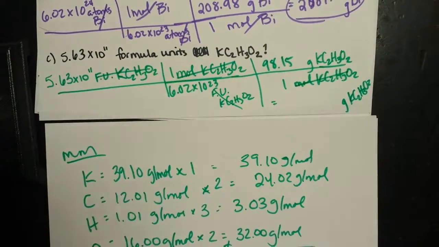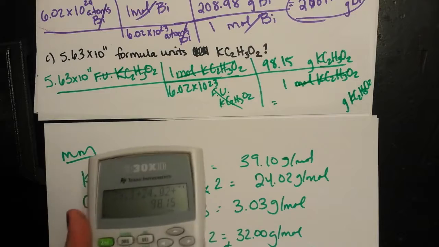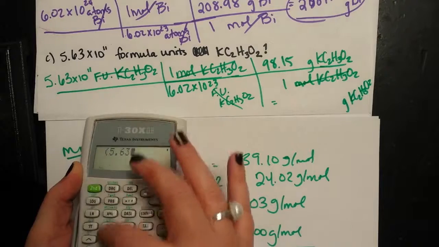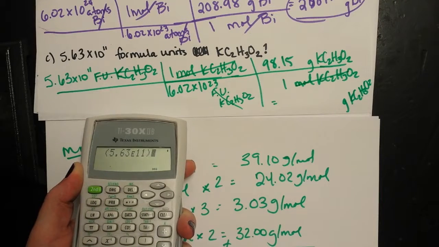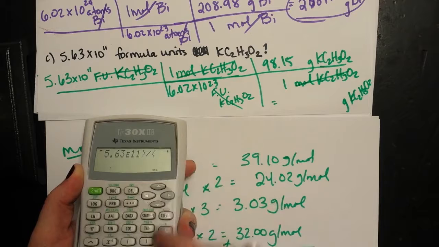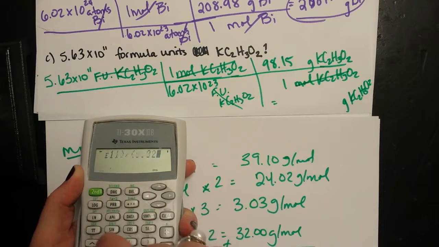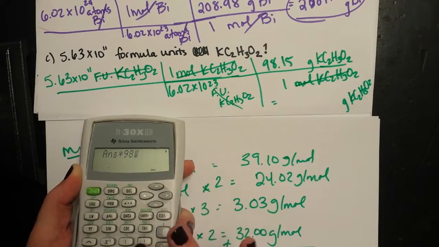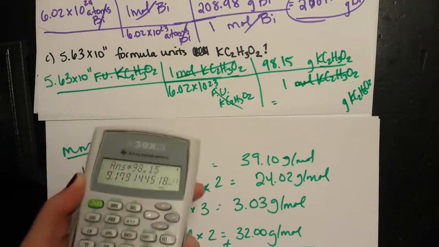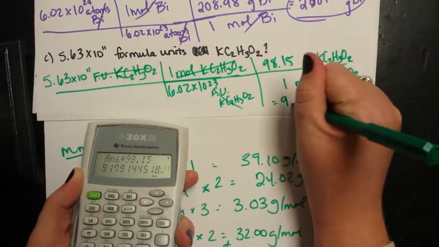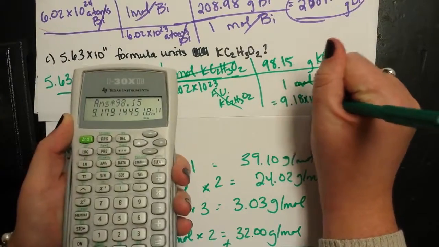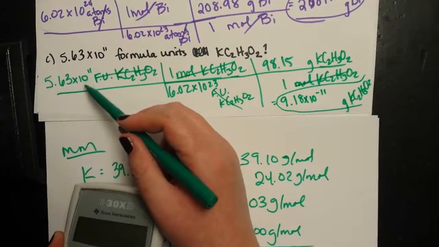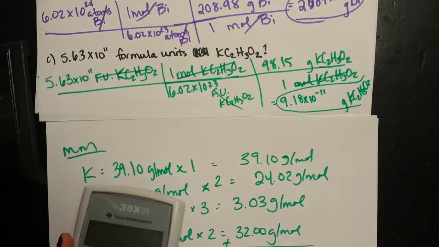Sorry for running out of room. Go ahead and plug all this in. So I'm going to have 5.63 times 10 to the 11th formula units, divided by Avogadro's number. Get that answer, and multiply by 98.15. So we should get 9.18 times 10 to the negative 11th grams. So this is a very, very small amount, but that's also not a lot of formula units either. That's less than 1 mole.